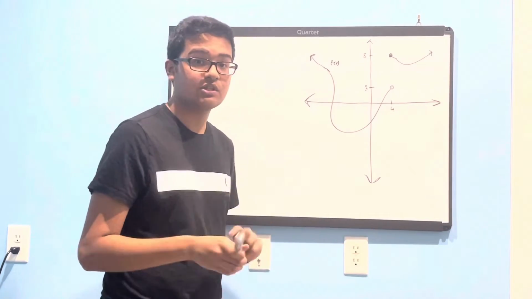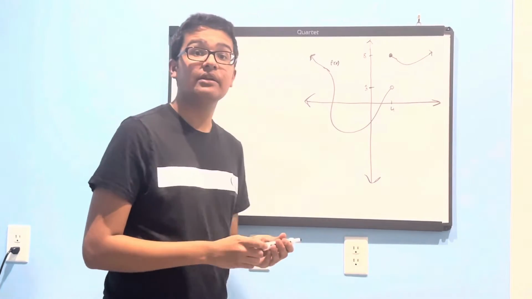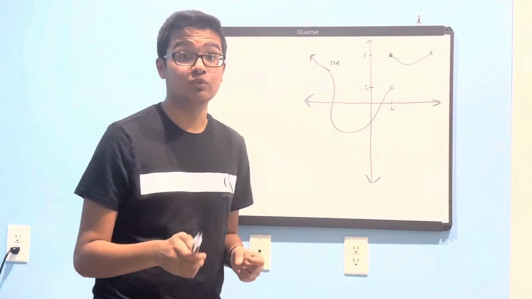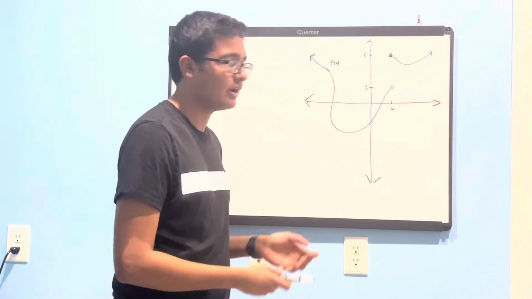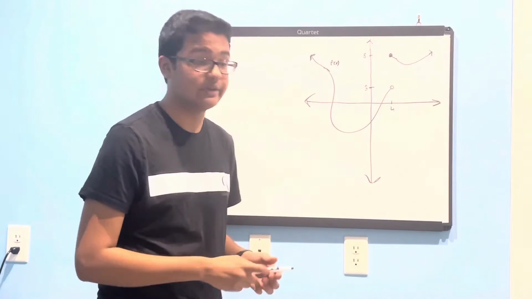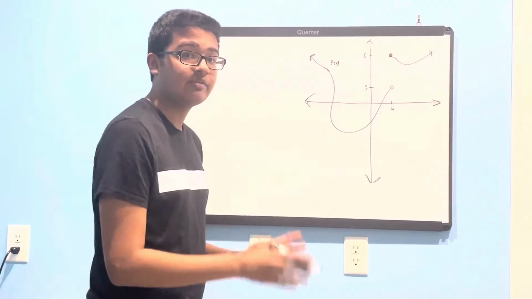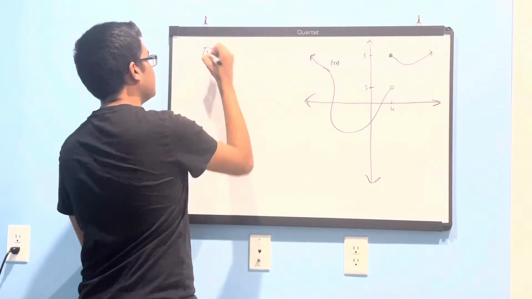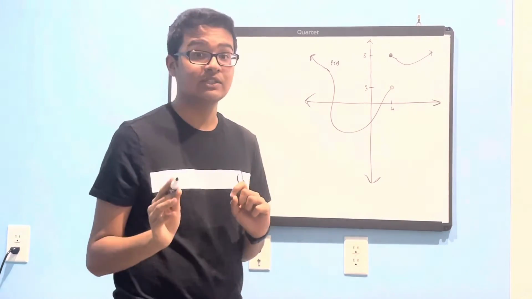Continuity for this graph does not exist, but on all of your tests and quizzes, you're going to need to prove why it doesn't exist. You can't just look at a graph and be like, oh, it doesn't exist. You actually have to prove it. So let's start off by looking at the first step. The first step is trying to see if f of 4 exists.